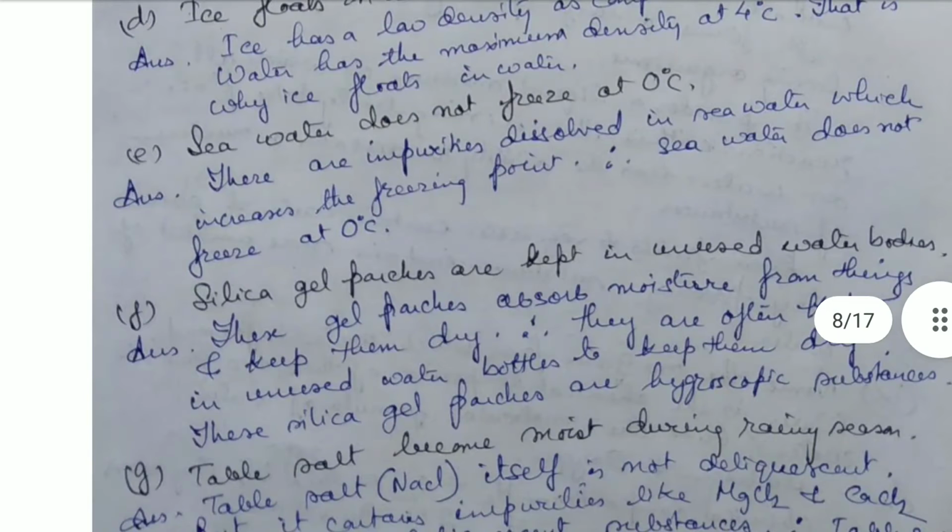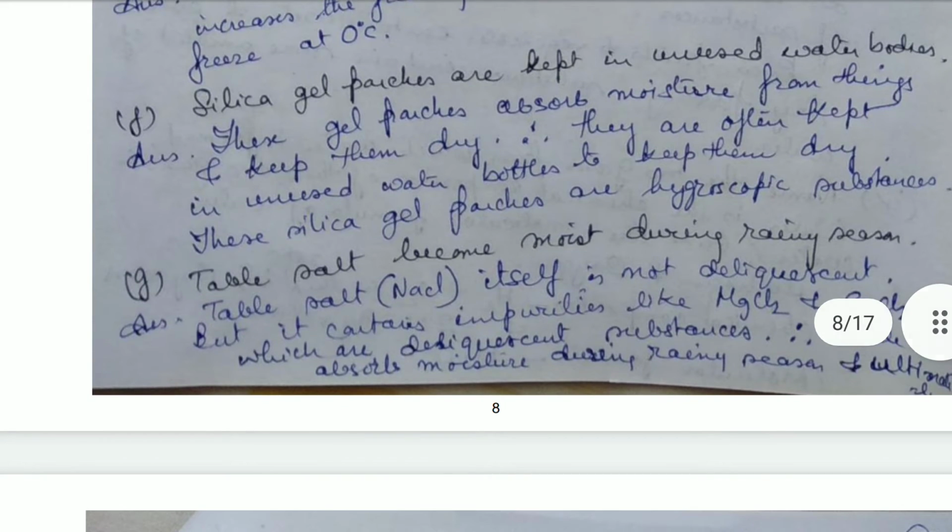Then, seawater does not freeze at 0 degrees centigrade because it contains impurities which are dissolved in the seawater, and that lowers its freezing point. Then silica gel pouches are kept in unused water bottles because these gel pouches absorb moisture from the things around and keep them dry. They are hygroscopic substances, that is, they absorb moisture from the air and surroundings, but do not dissolve in it.